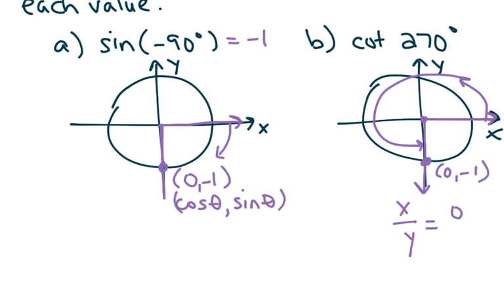X is 0. Y is negative 1. And 0 over negative 1 is 0. So the cotangent of 270 degrees must be 0.